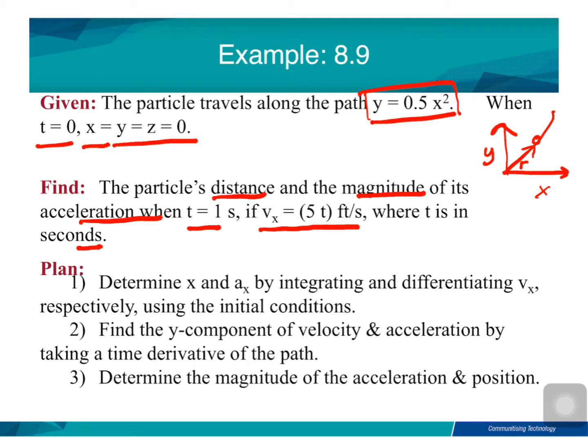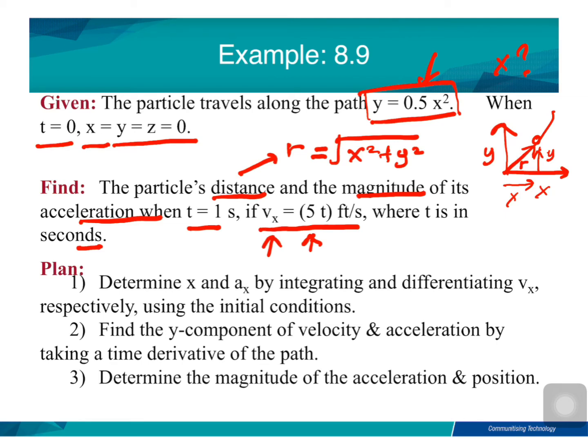Now we need to get the particle distance. What does the particle distance mean? We know that this is the r, and r is equal to this one, with y and x. So we need to get the square root of x squared plus y squared. We have y here, so we need to get x. Where can we get x? From the Vx.